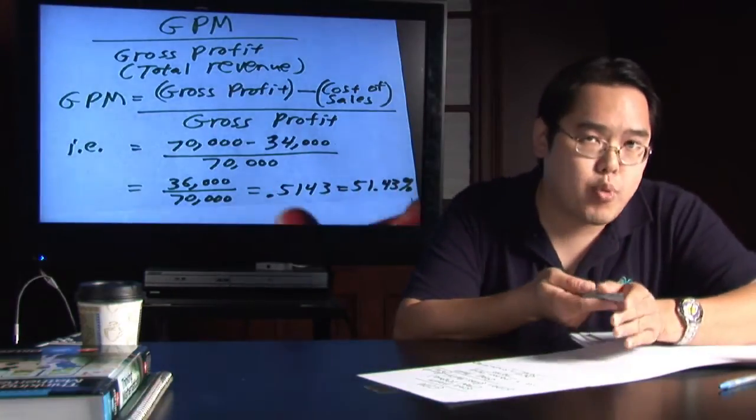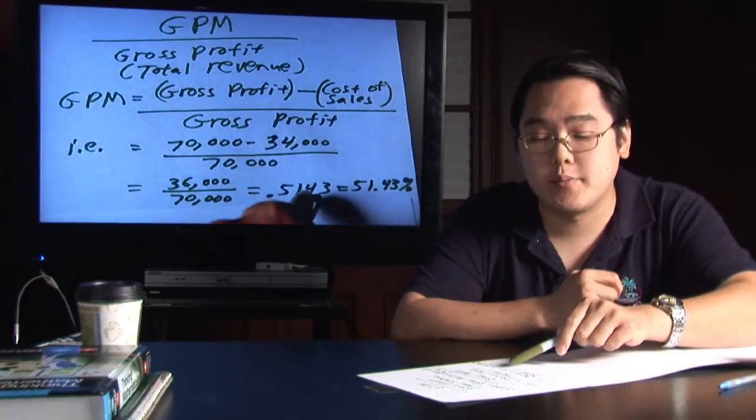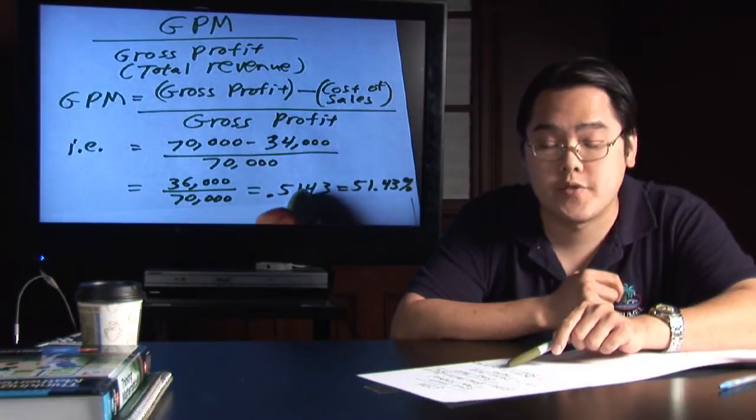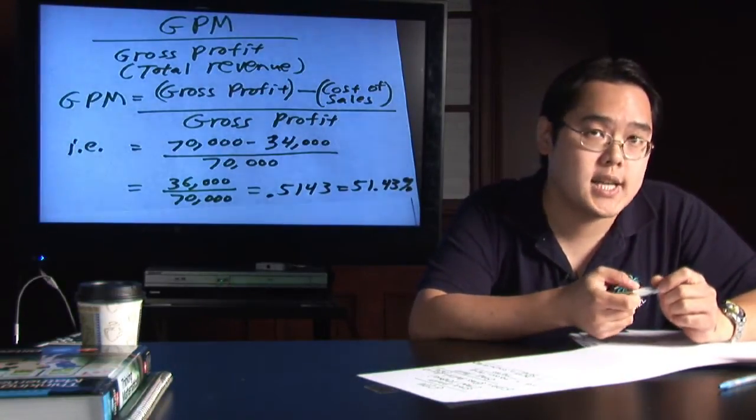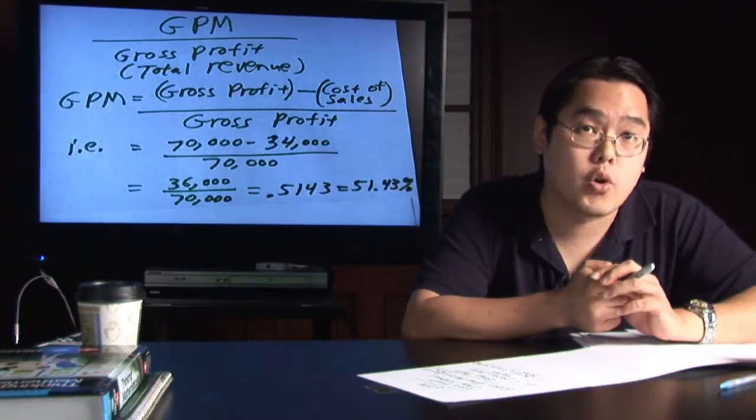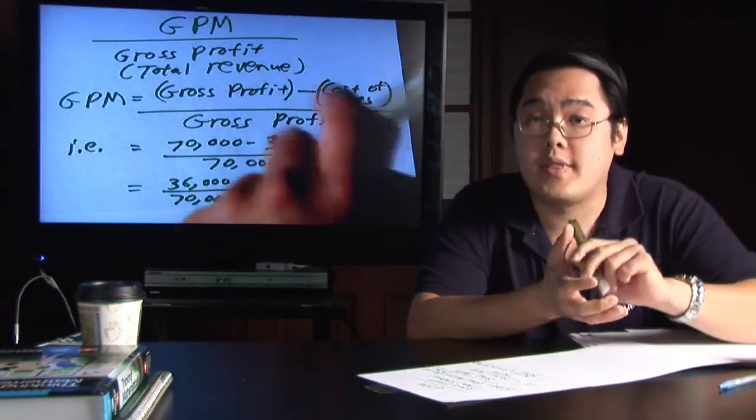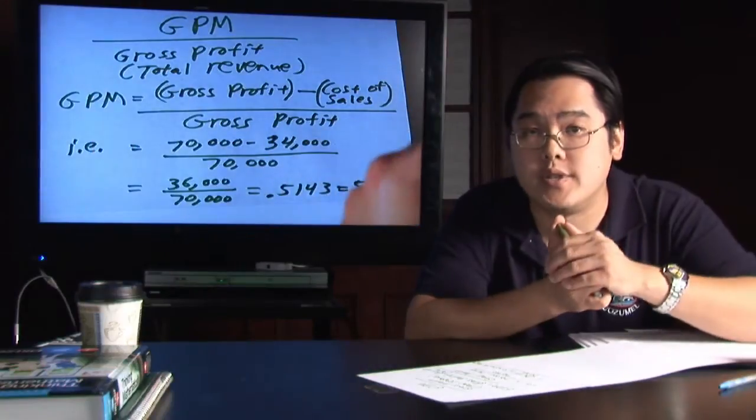What's really going to be practical, though, is to convert that decimal, shifting the decimal over two places to 51.43%. That is going to be your gross profit margin. That gives you an indicator as to how well you did that quarter.